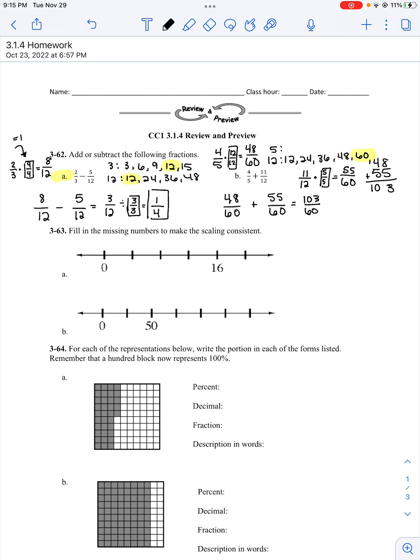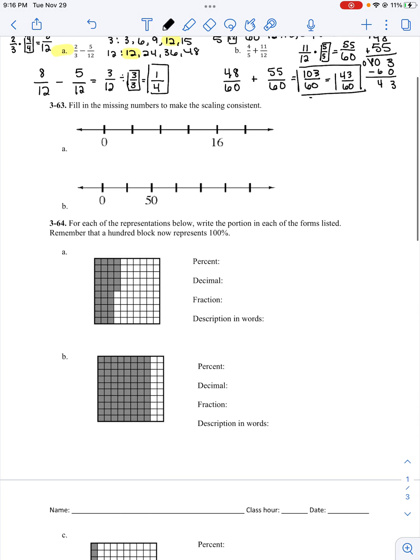103/60. Now if I wanted to change that into a mixed number, I would have to figure out how many times does 60 go into 103. It goes in 1 time. And if I take away 60 from 103, 3 minus 0 is 3. I cannot take 6 from 0, so I have to borrow. 10 minus 6 is 4. It's 1 43/60. Either answer will work.